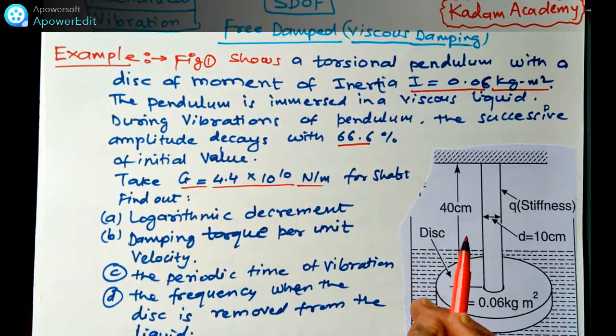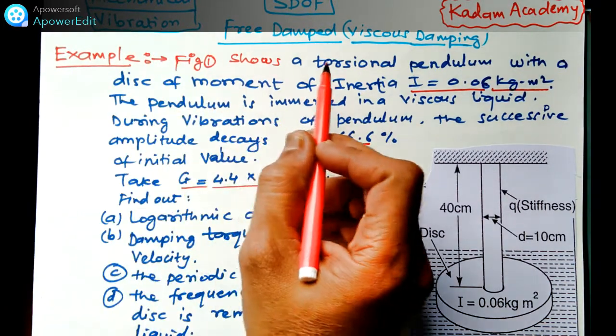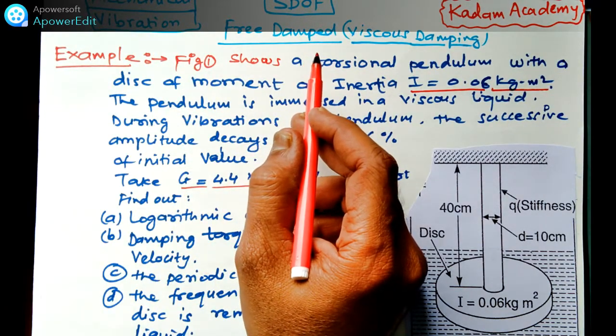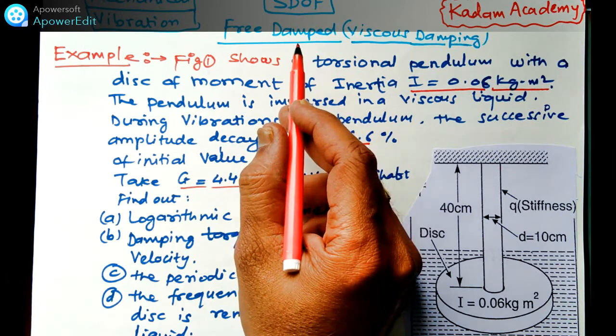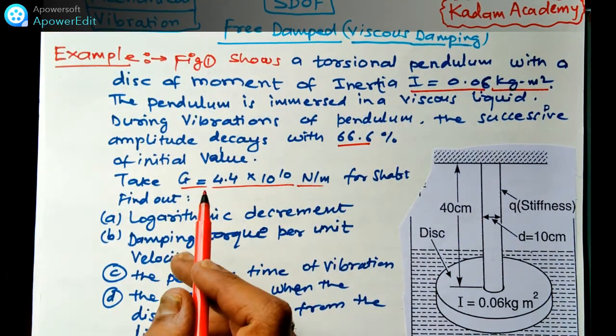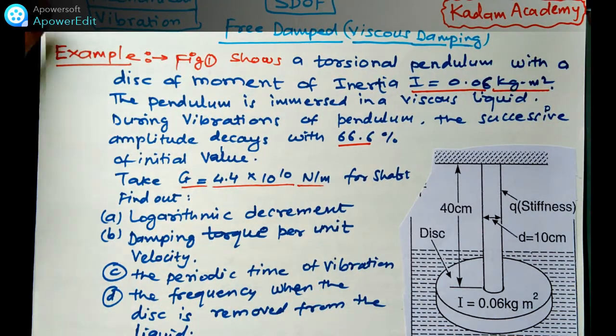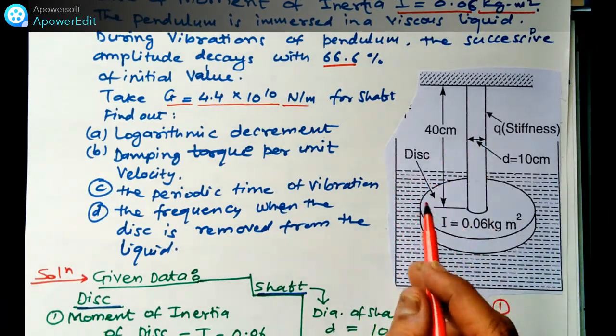Dear friends, in this series of mechanical vibration numericals, I am taking different numericals on free damped viscous damping. Today's example, this is the figure, you can visualize this figure.